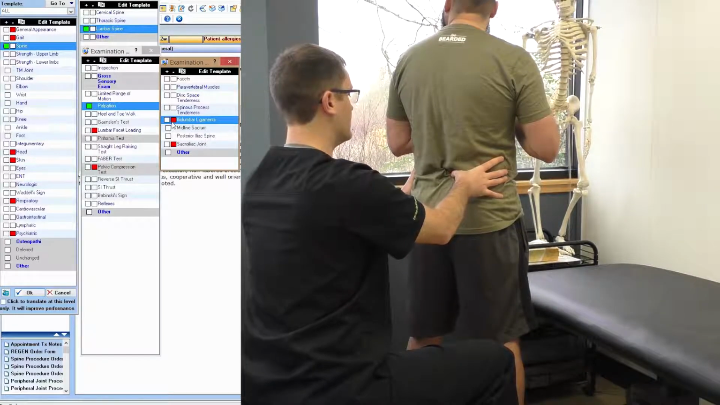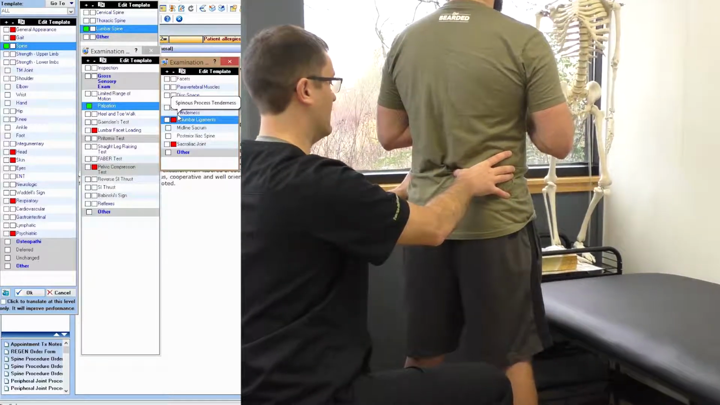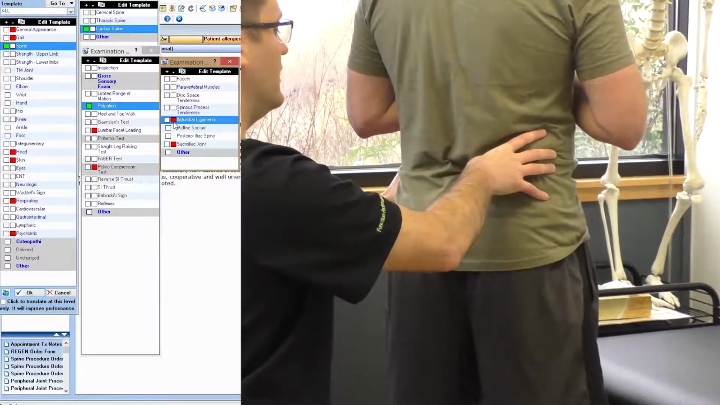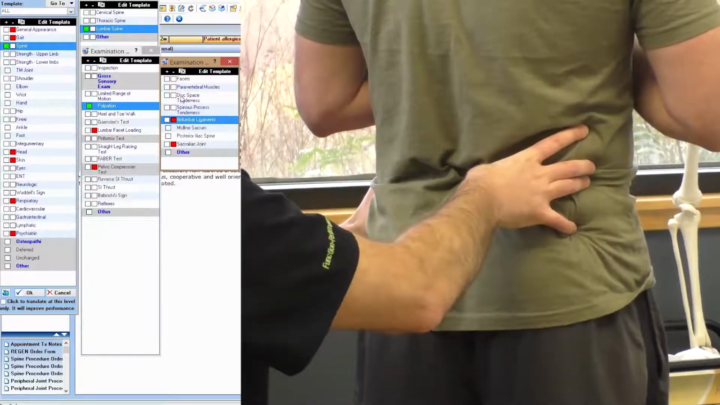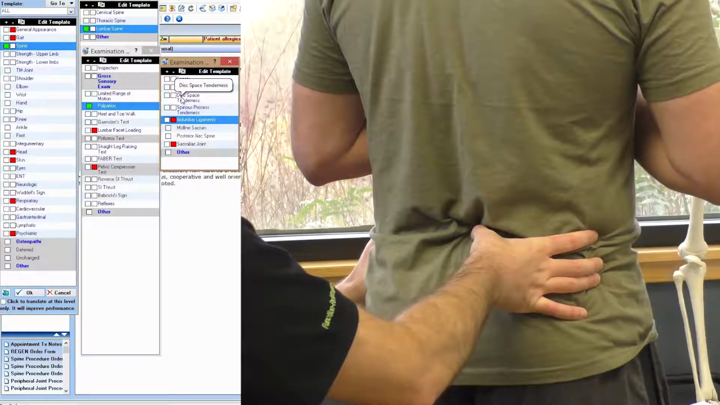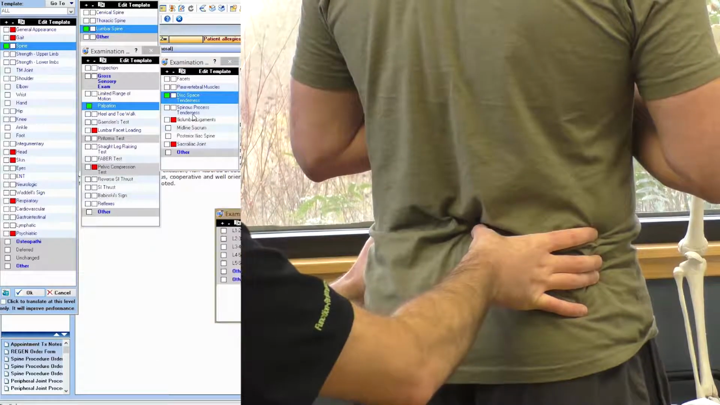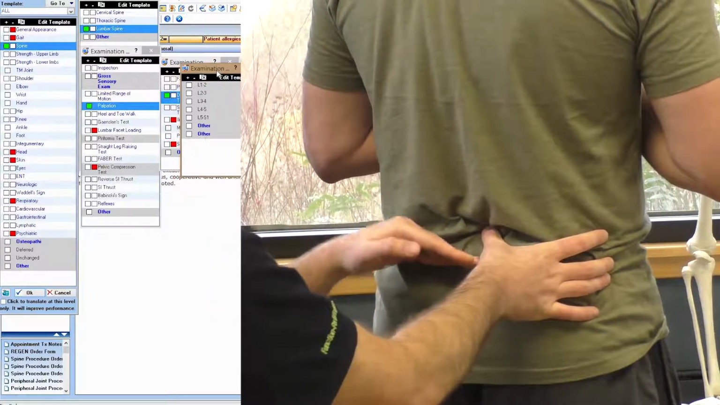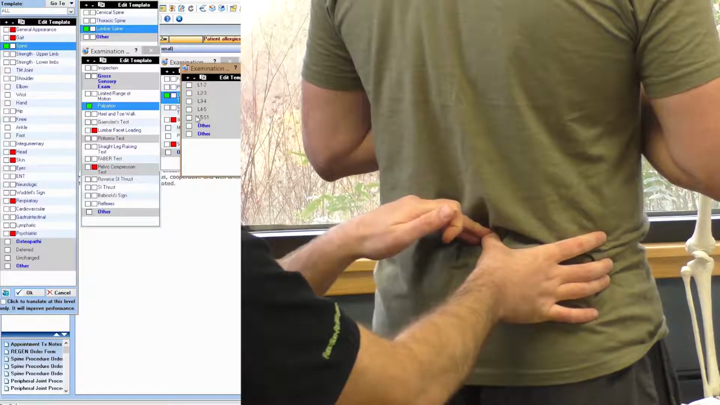Now, here is his spine. Now I'm going to assess for disc space tenderness. So I'm going to go in between his spinous processes and press. Any tenderness there? No tenderness. Okay. So I start at the bottom, and this one is L5S1.